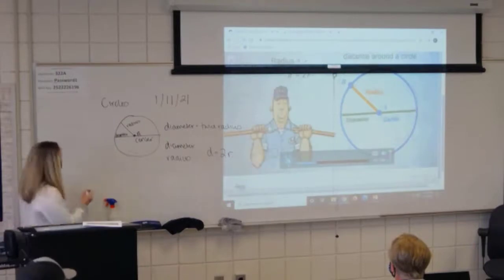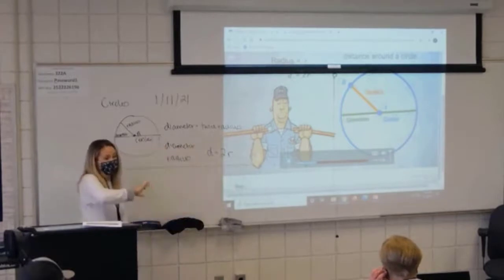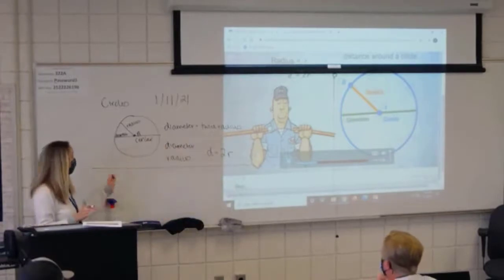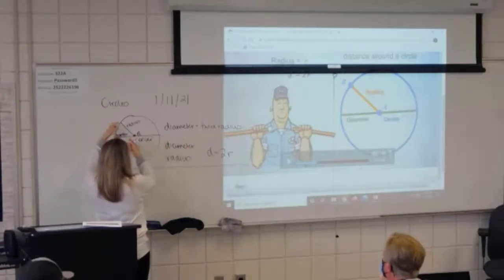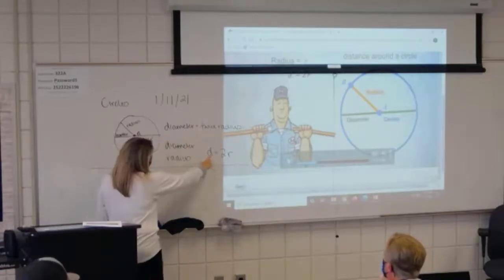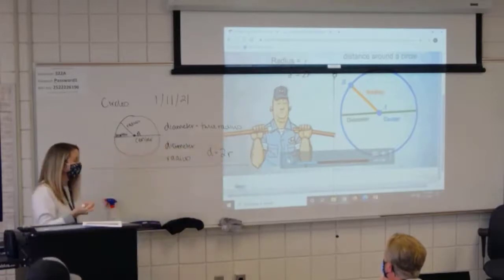Again, this is kind of where headings are important. Notice she switched to a totally different topic. We were talking about the different parts of the circle at the beginning. I got it. This is my diameter. This is my radius. She told me that my diameter is twice the radius. But now she switched to something different.